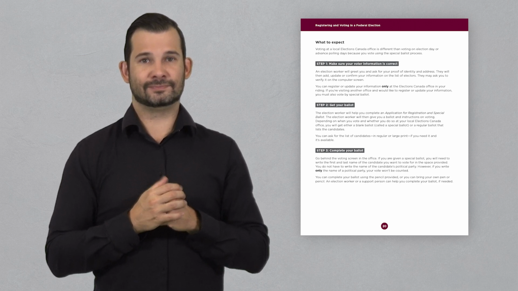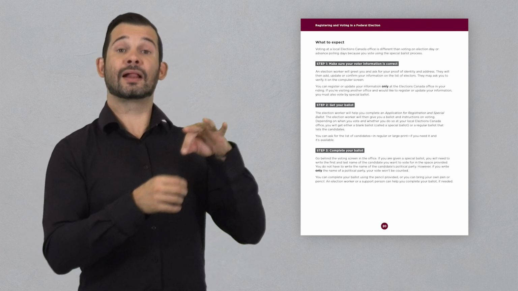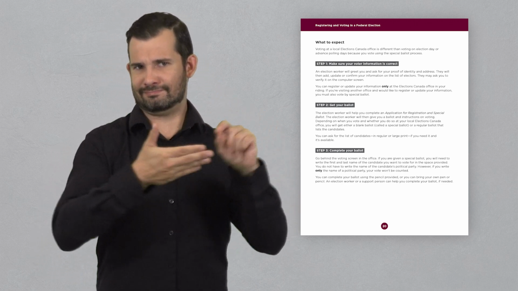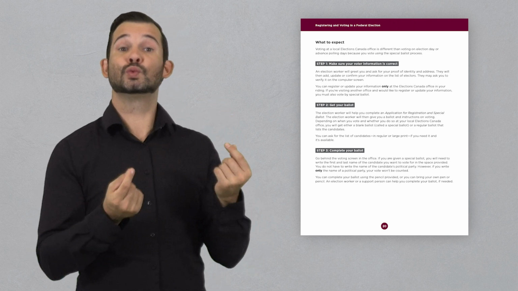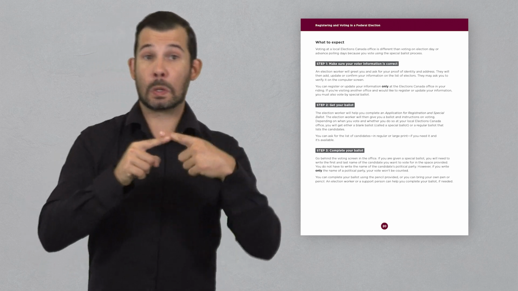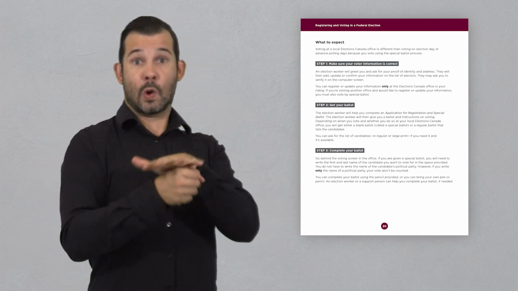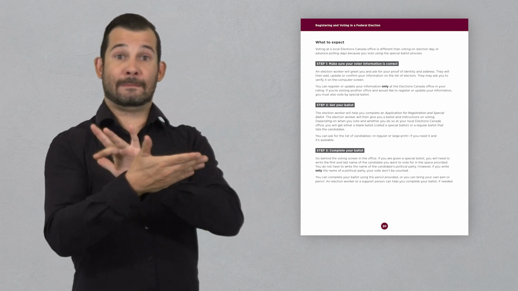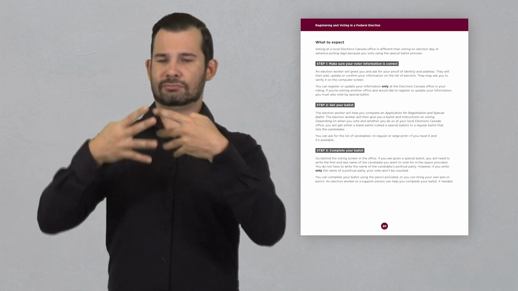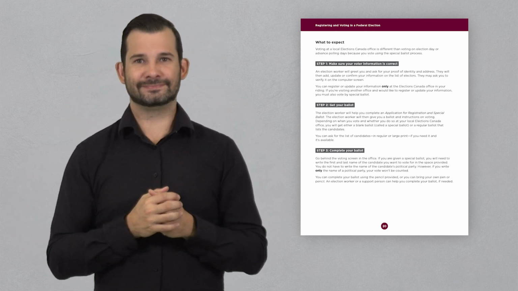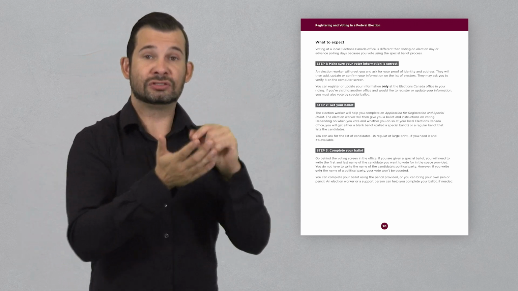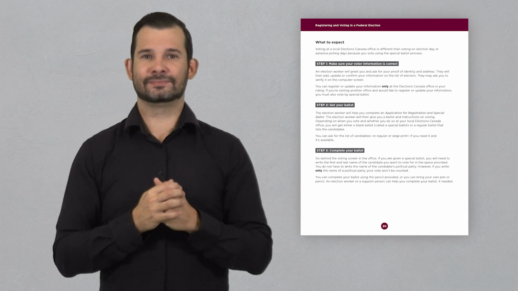Step 2. Get your ballot. The election worker will help you complete an application for registration and special ballot. The election worker will then give you a ballot and instructions on voting. Depending on when you vote and whether you do so at your local Elections Canada office, you will get either a blank ballot, called a special ballot, or a regular ballot that lists the candidates. You can ask for the list of candidates in regular or large print if you need it and it's available.